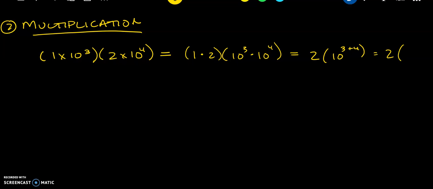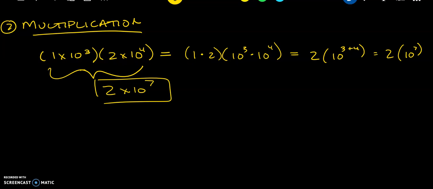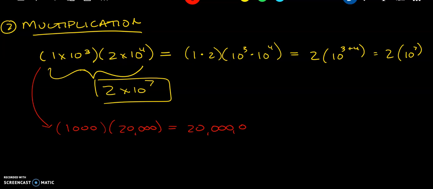So that's going to be 2 times 10 to the 7th power. We would take all of that and just write it this way. 2 times 10 to the 7th power. Well, let's illustrate this. This answer, 1 times 10 to the 3rd, that's 1,000. And we're going to multiply that times 20,000. All right? 2 times 10 to the 4th is 20,000. What does that equal? Well, that's 20 million, isn't it?